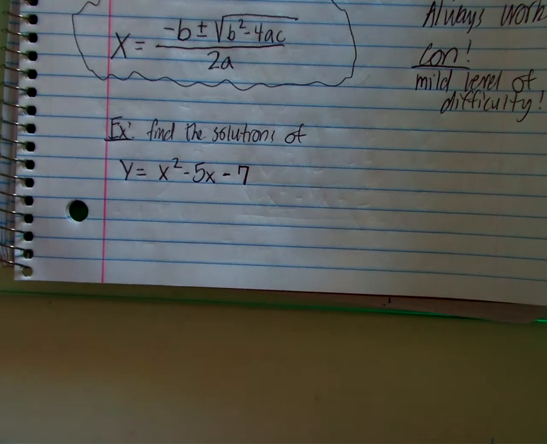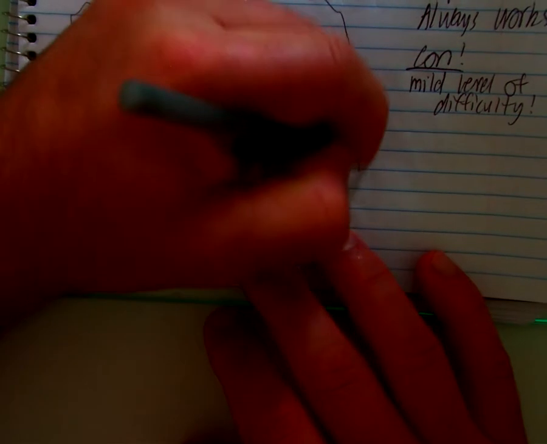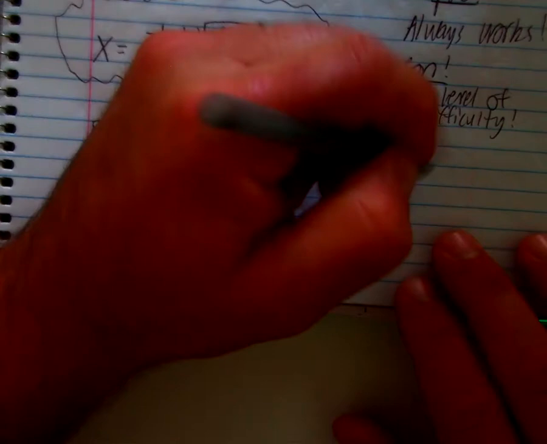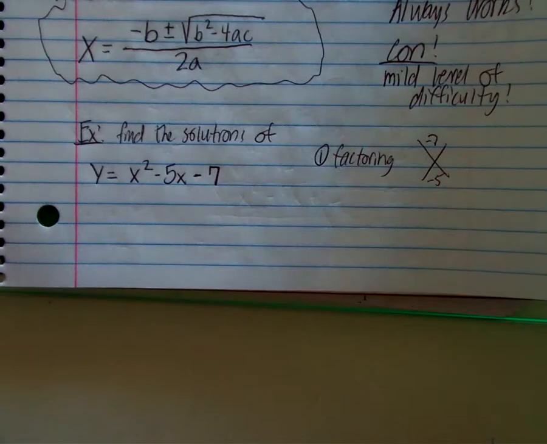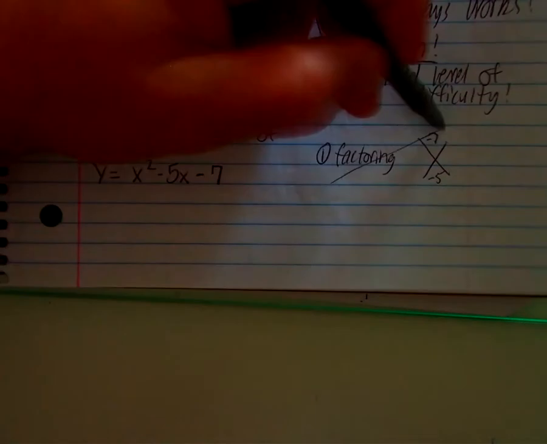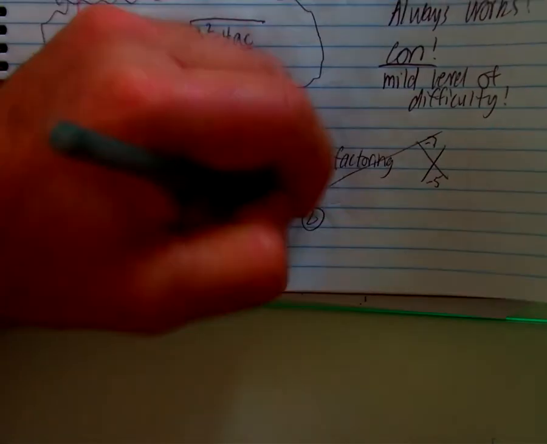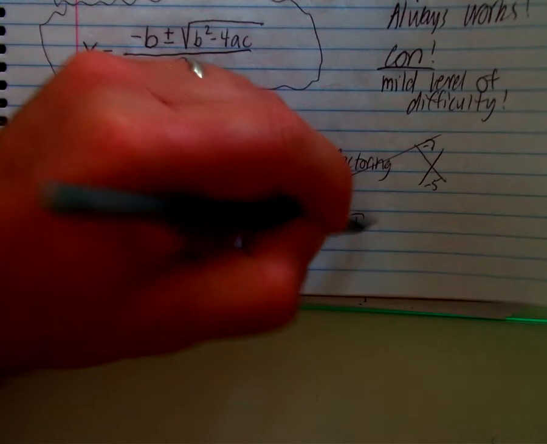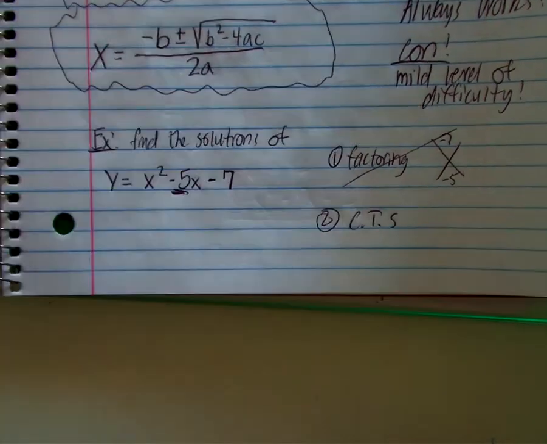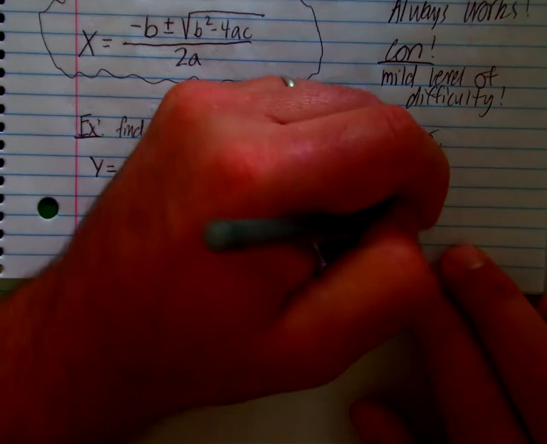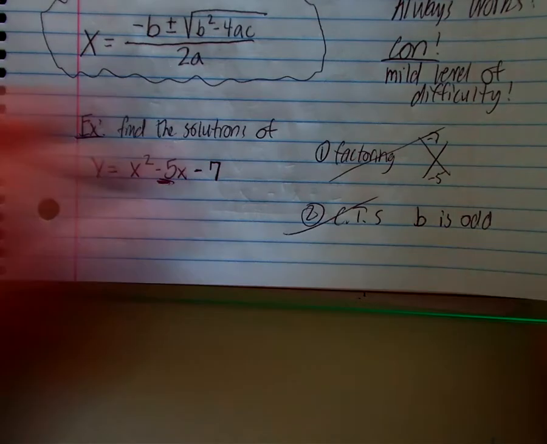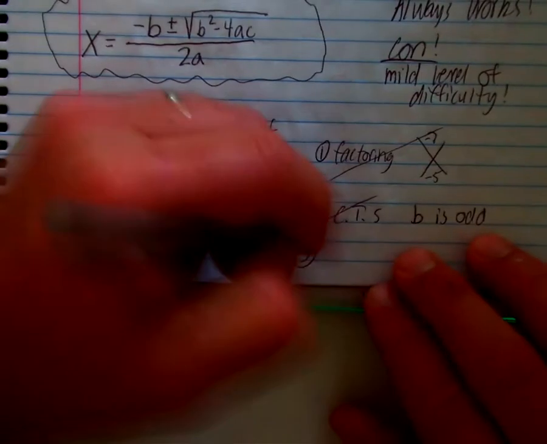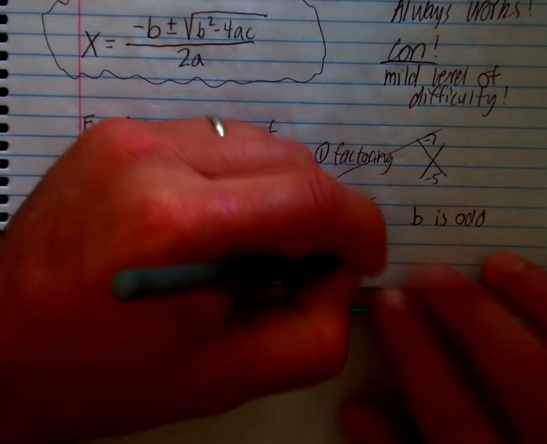Okay, so I want to show you guys the thought process that I go through on this. First, I try factoring, and I just ask myself, well, is there anything that multiplies to be negative 7 and adds to be negative 5? Well, there isn't. So factoring doesn't work. Completing the square is not a good choice because your b value is negative, or b is odd. So that's not a good choice either. So now that leads me to the only suitable choice, the quadratic formula.